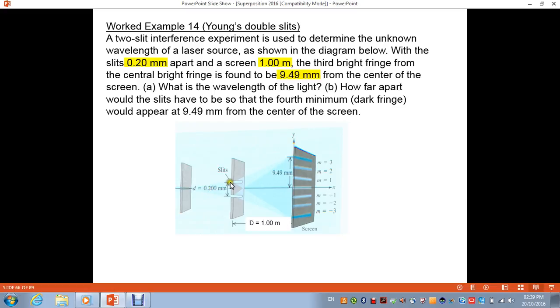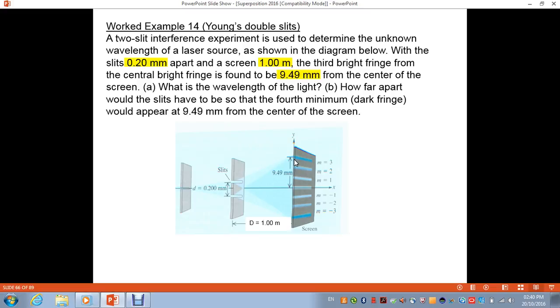Before I talk about the two slits, you can see there's a third slit here. This is to ensure the coherence of the light waves when it reaches the two slits. The two slits, small d, is given as 0.2 mm apart. The screen is 1 meter away, so that is big D. The third bright fringe from the central bright fringe, that is your yn. In this case, n equals 3, so your y3 is 9.49 mm.